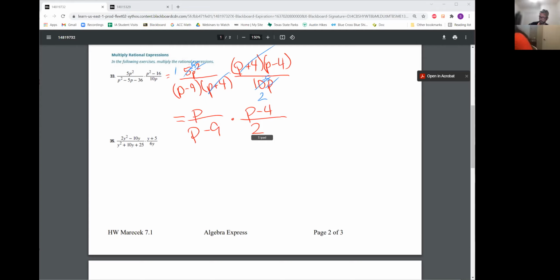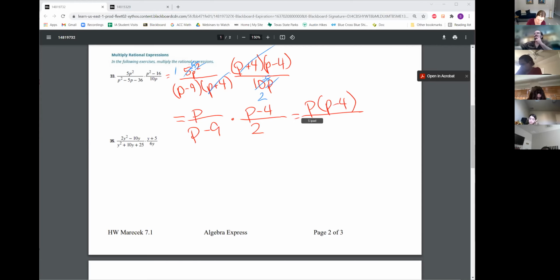Okay, so then you multiplied, you said, right? Yeah. So then you got p minus 4 over 2p minus 9. Okay, cool. And is that what other students got in the class?